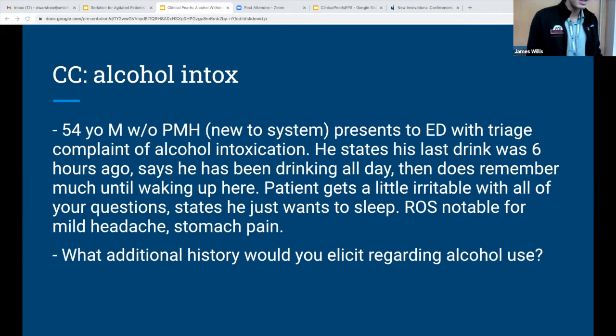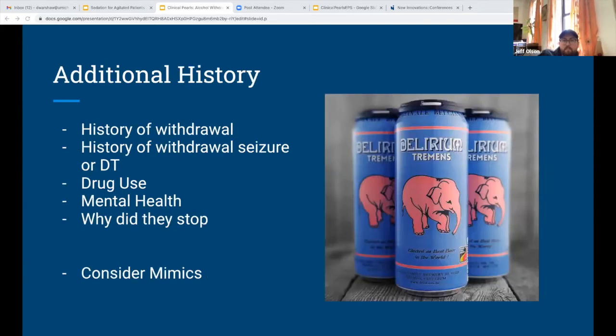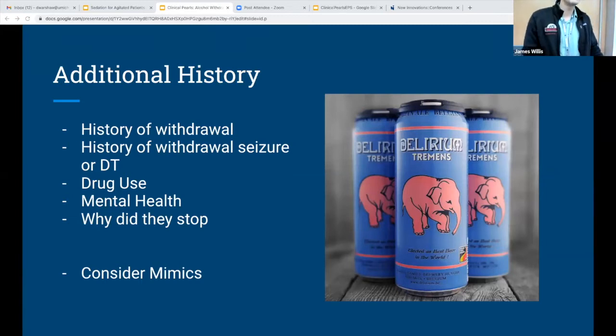Good, yeah. So history of DT is a big one. Daily drinker also. So history of withdrawals, because whatever withdrawal symptoms they had before, they're likely to develop again. History of DTs or withdrawal seizures is really important because, again, they're likely to develop at this time. And if they have that history and they're already having signs of withdrawal right now, these are patients that you really want to consider getting an IV on really early, just to get ahead of the game.